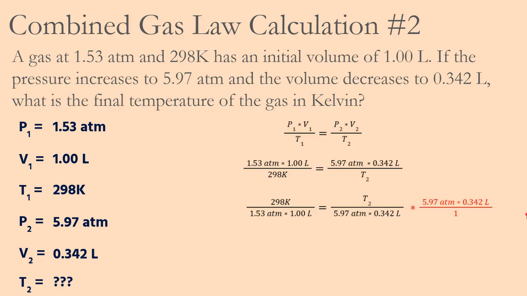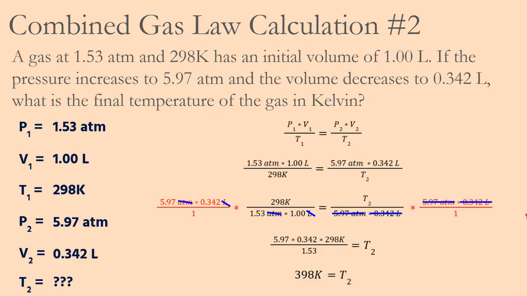I'll again multiply by a fraction so that my numbers and units cancel on the right side. What I do to the right side, I have to do to the left. My atmospheres and liters units cancel. I'll clean up my math a little bit, and I'll solve for my final temperature.